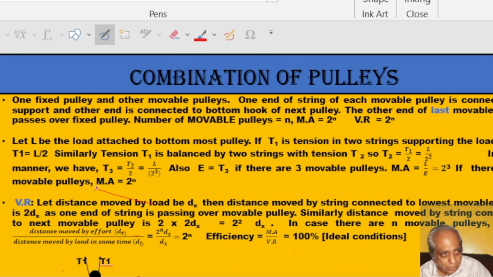that if there are 3 pulleys, mechanical advantage is 2 raised to 3, and velocity ratio also we are getting 2 raised to 3 for 3 pulleys, and for n pulleys it will be 2 raised to n. So ideally efficiency would be 100%.